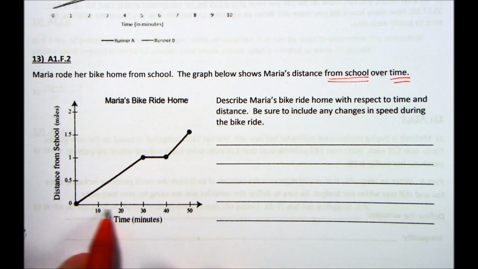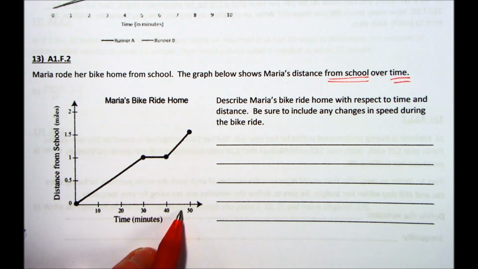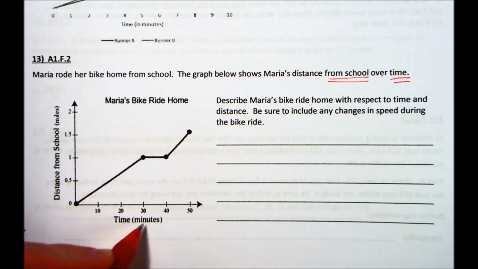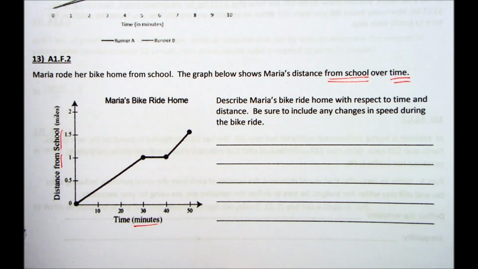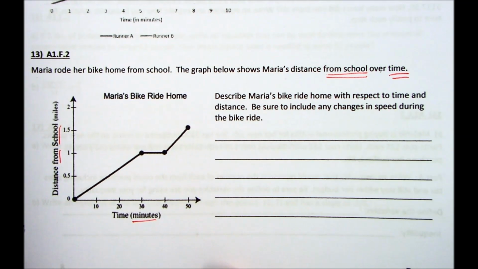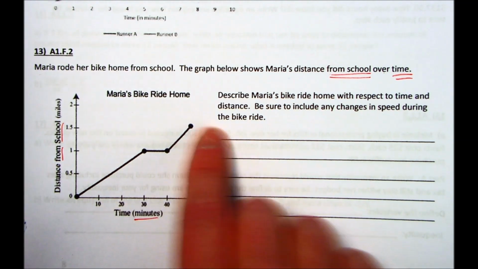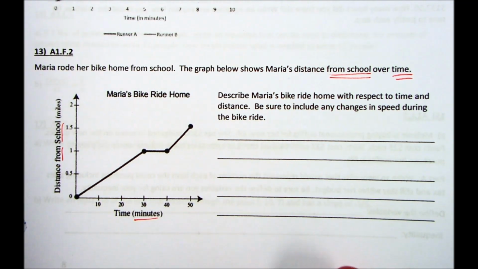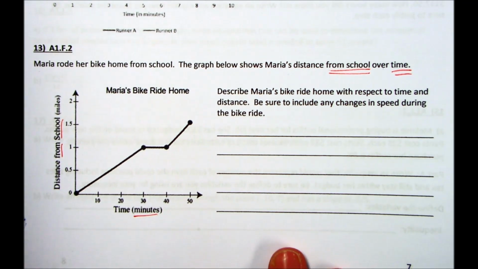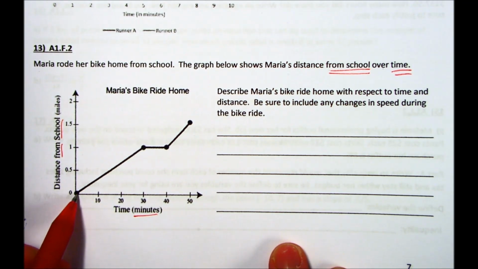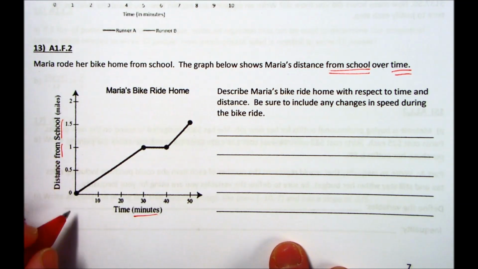So these x values, along the horizontal axis, represent time in minutes, and this is the distance from school. And they want us to describe Maria's bike ride using the graph that's here with respect to the time and distance. Be sure to include any changes in speed during the bike ride. Okay, so let's think about what this point represents. This point represents 0 minutes and 0 miles from school.